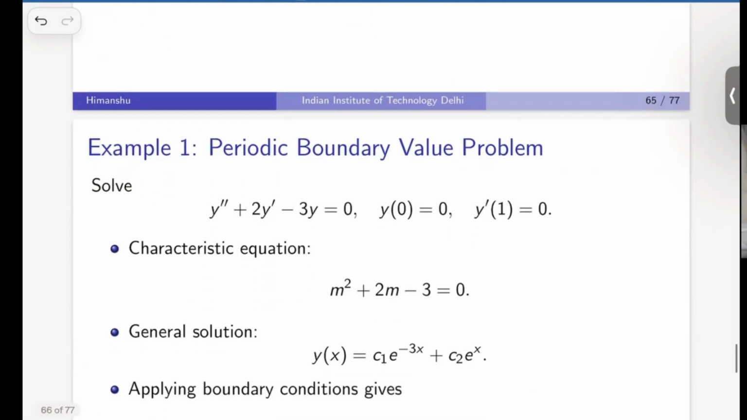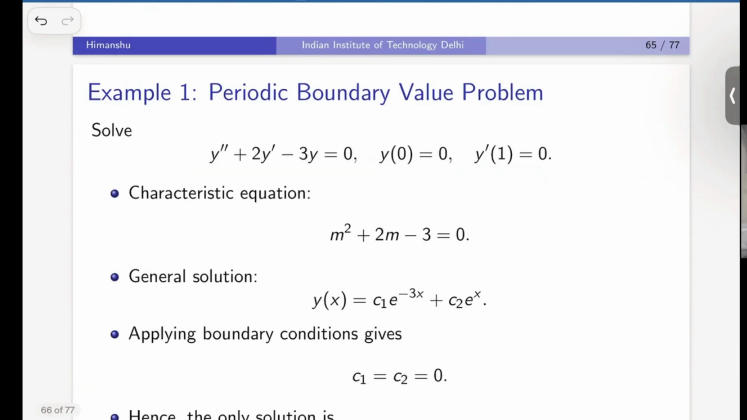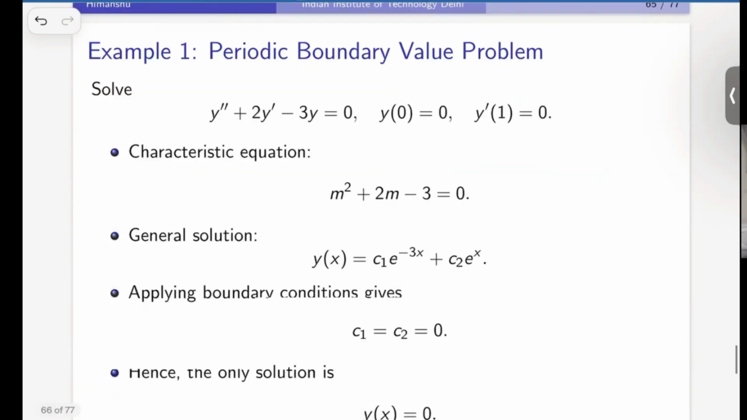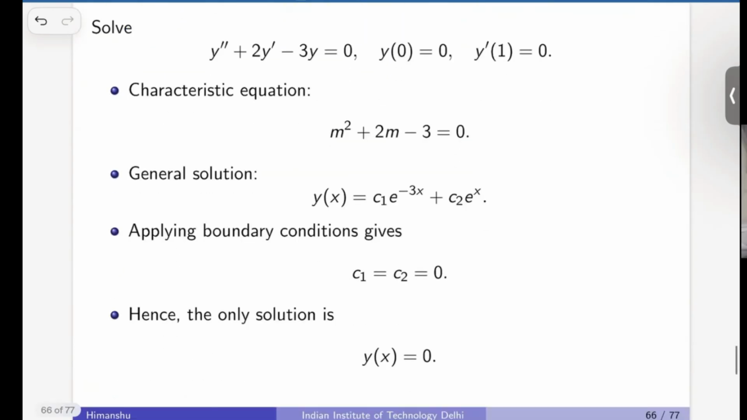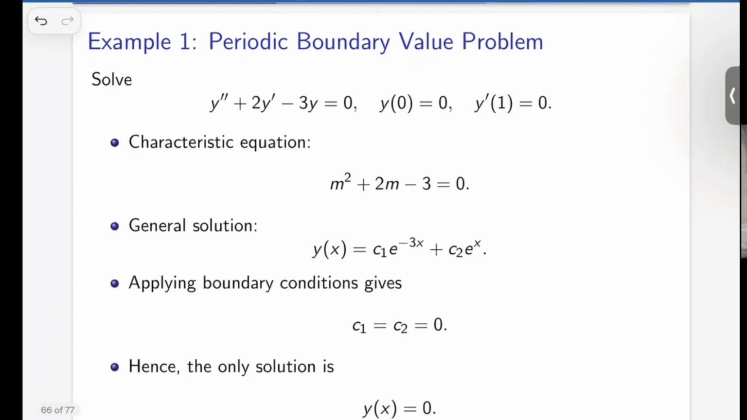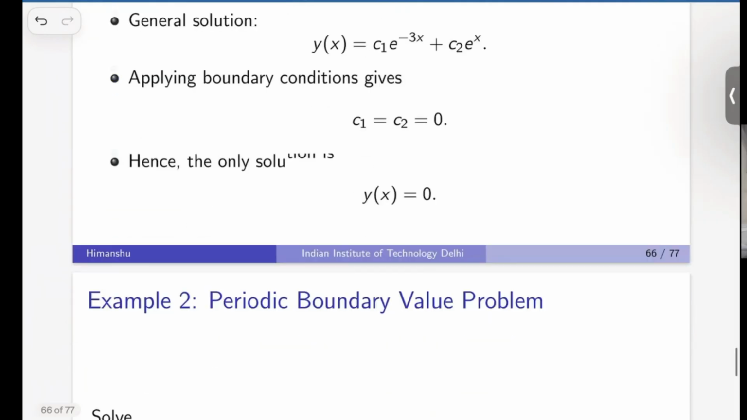Now let's see an example of a periodic boundary value problem. We have y double dash plus 2y dash minus 3y equals 0, and we are given the boundary conditions y(0) equals 0, y dash(1) equals 0. We can solve this differential equation, and we find that y(x) equals 0 is the only trivial solution. So in that case, we don't have any eigenvalue and we don't have any eigenfunction.